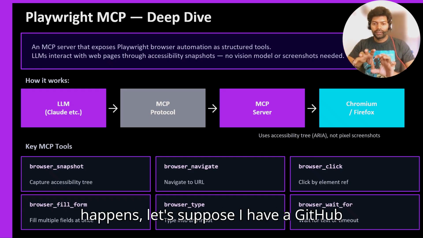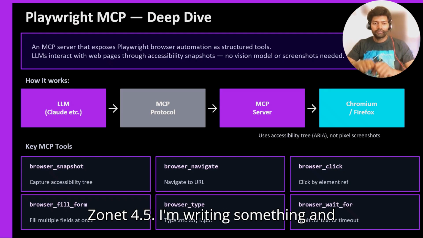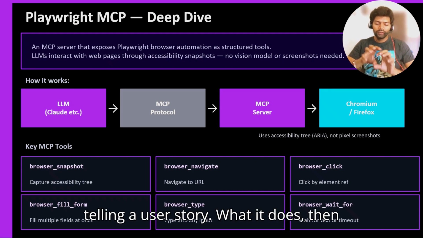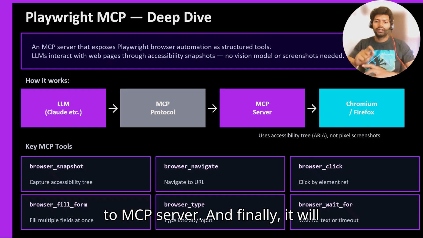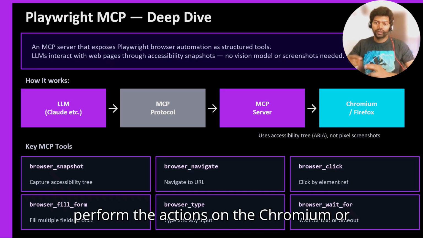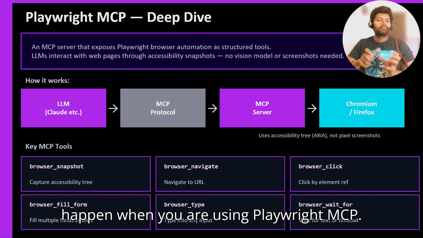And so how it happens, let's suppose I have a GitHub Copilot chat, and I have selected Claude Sonnet 4.5. I'm writing something and telling a user story. What it does, then through the MCP protocol, it will connect to the MCP server, and finally it will perform the actions on the Chromium or Firefox browser. This is how things happen when you are using Playwright MCP.